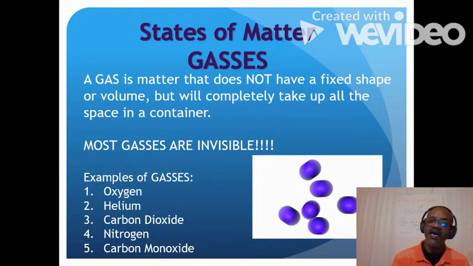Then we have the gas. A gas is matter that does not have a fixed shape or volume, but will completely take up all the space in a container. Most gases are invisible. Examples: oxygen, helium, carbon dioxide, nitrogen, and carbon monoxide, which makes it even more dangerous because you can't see it. Carbon monoxide especially.